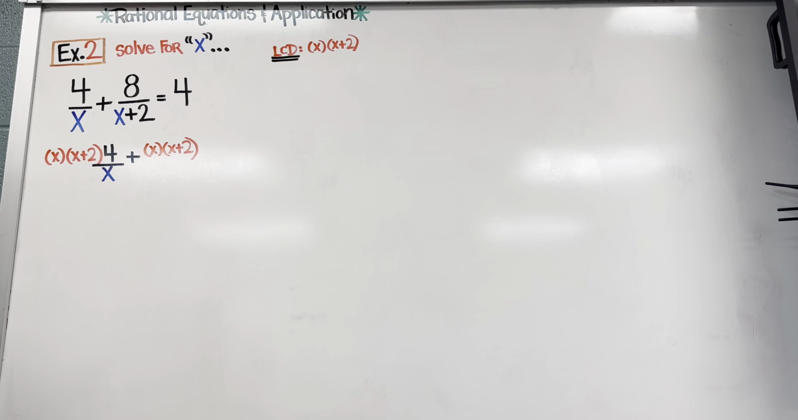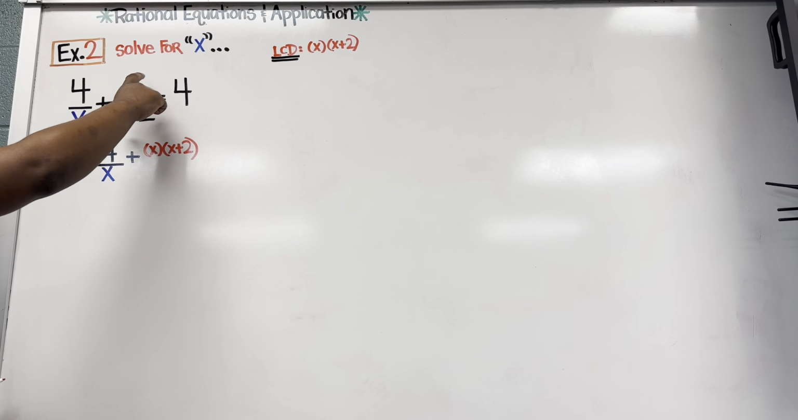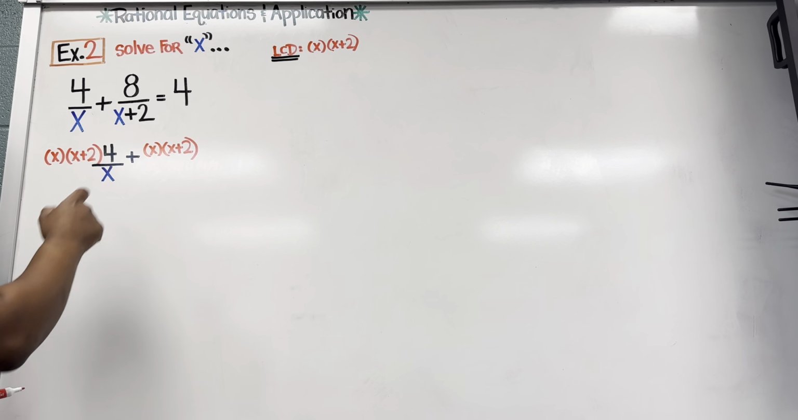And I'm sorry about that, guys. That was an announcement from the administration on my campus. So once again, the LCD is parentheses x times parentheses x plus 2, and we're just multiplying each part of the equation by that LCD.